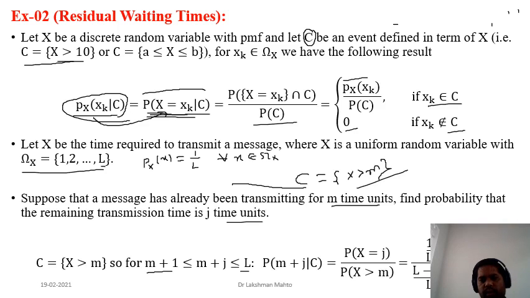Again we talk about the probability that X equal to m plus j divided by the probability of C. The intersection with C you can also take, but X equal to m plus j will fall within C anyway. So what is the probability of X equal to m plus j? It would be 1 by L, due to the equally likely definition, and the probability of X taking a value greater than m would be L minus m divided by L. Just cancel this and you will get the final answer. This is the answer: 1 by L minus m.